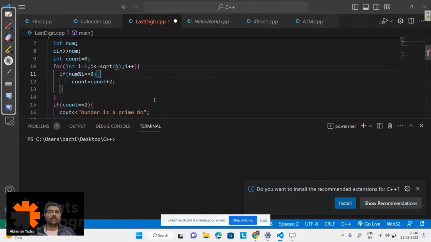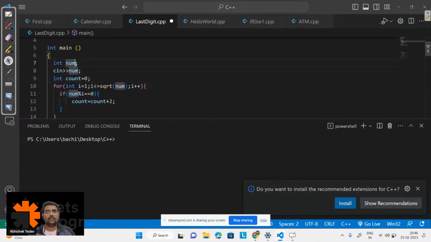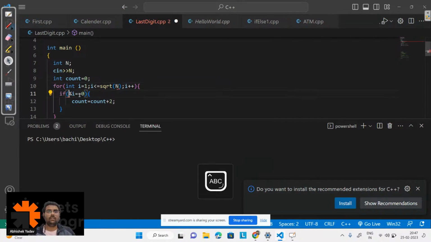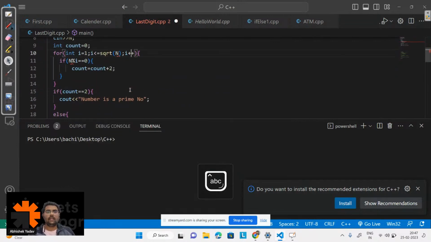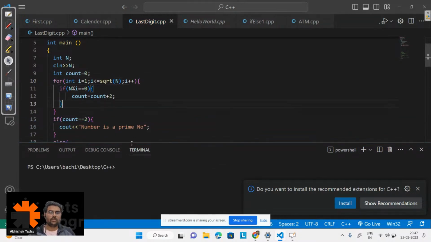So now it is clear, right? Now it is correct. And here this will be num. Okay, or let's take n, for simplicity. This will be n. Okay, and here let's take n, right? And this will be n. And I'm done with the code, right? Let's run the code.